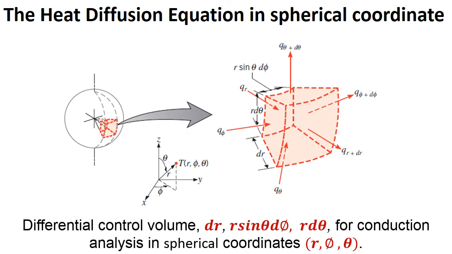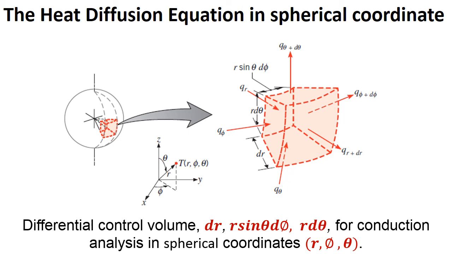Now we are moving towards the heat diffusion equation in the spherical coordinate system. A cricket ball is in the shape of a sphere. Now imagine a ball in your hand. The radial direction can be imagined as from the center of the ball to the outer periphery of the ball, which shows the radius of the ball or r direction. Consider the same position.